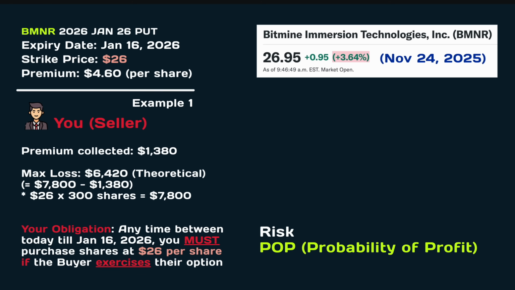Your risk in this case, you have a limited upside of the premium that you collected and a downside of a whopping $6,420 of a theoretical loss. The only way you would engage in this position as a seller is if you knew that your probability of success or your probability of profit goes up. Remember that we're also selling cash secured puts.